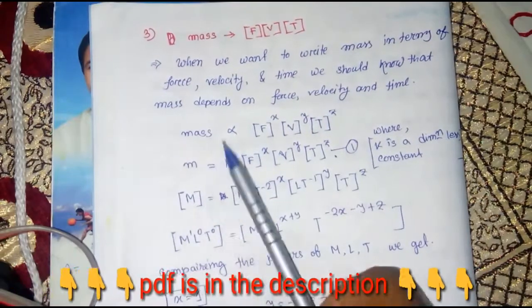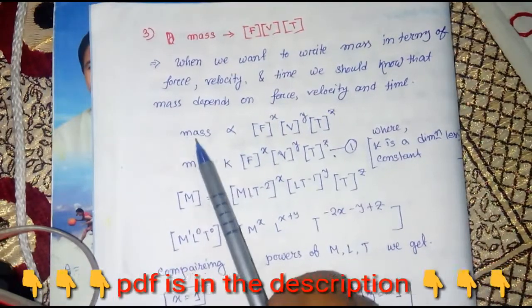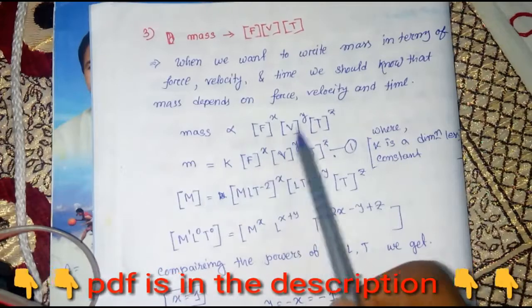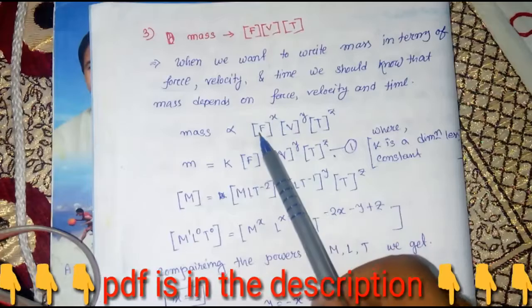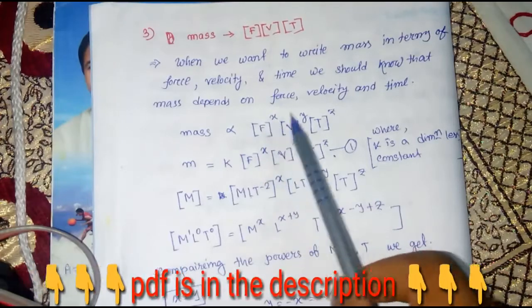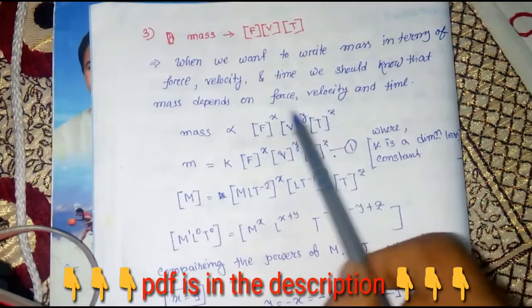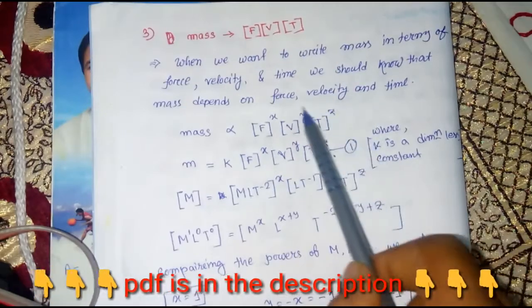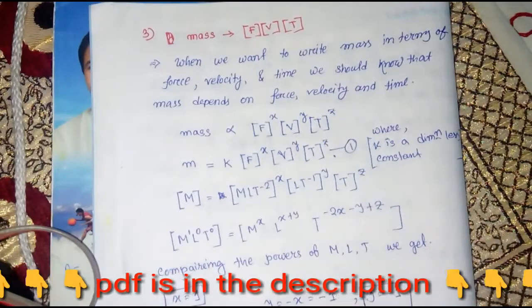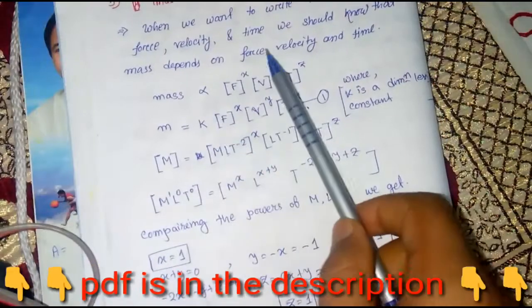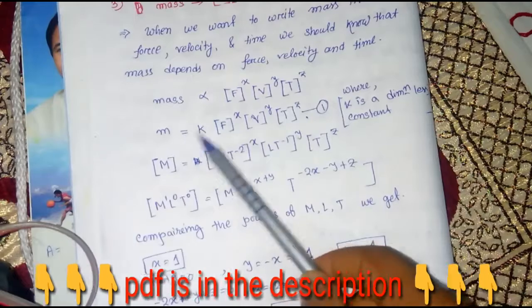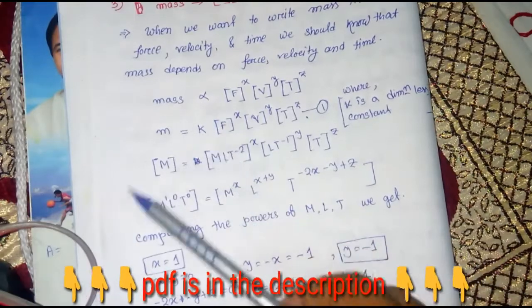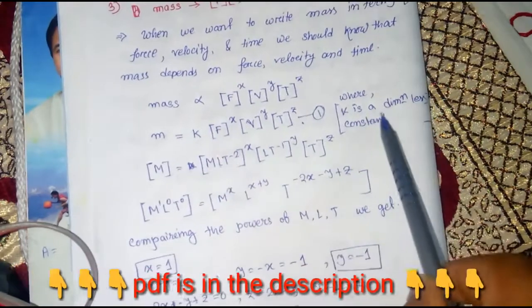So how to do this? Here I have taken that mass depends on force, velocity, and time to some extent. Suppose the mass depends on force to the power x, v to the power y, and t to the power z. We don't know the values of x, y, z, so we have to calculate them. When we take out the proportionality sign, we have to put the equal sign and give some constant. This proportionality constant should be dimensionless.